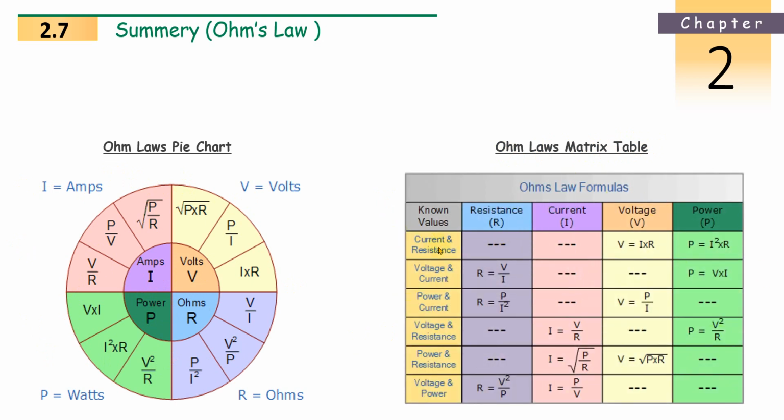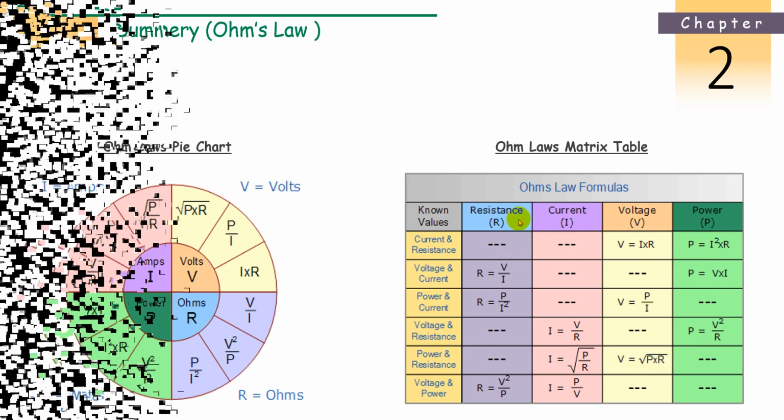When current and resistance are known, we can find V, that is IR. Power in terms of current and resistance is I squared R. Like this, all equations are there. If you want, you can take a printout and put it on the wall of your room, so that every time you enter, you can see it and remember it. So this is the pie chart and the matrix table.